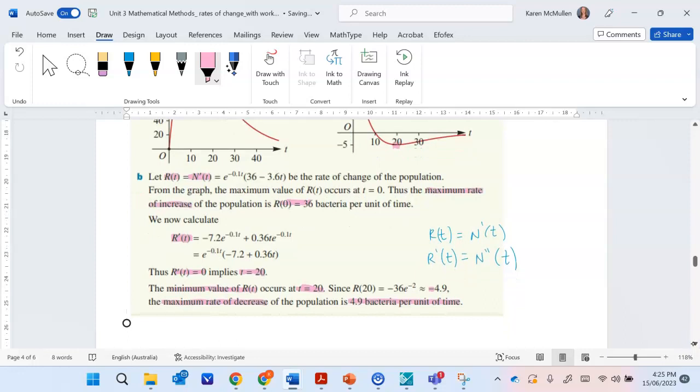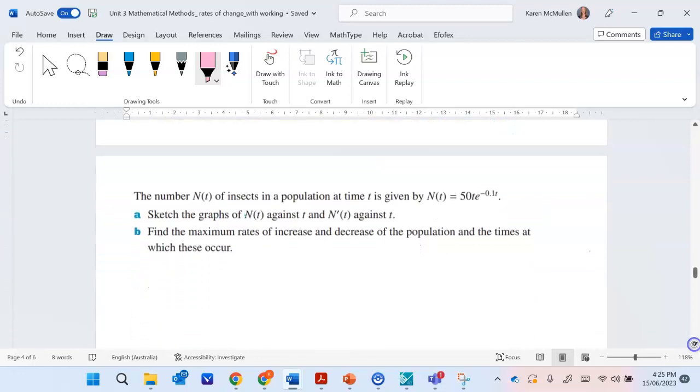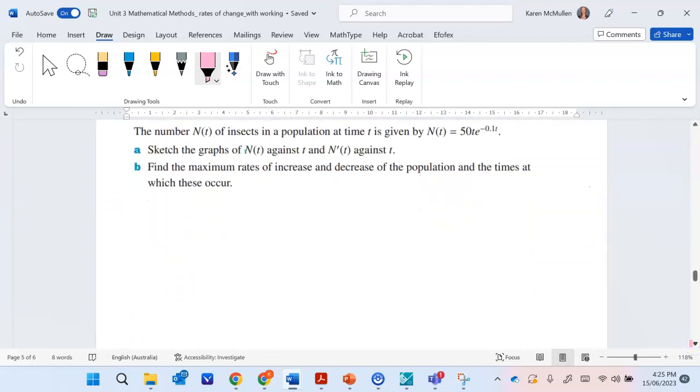Okay, so with our second derivative, let me just think. In terms of these questions, and I'm going to explain it a little bit later, in terms of stationary points, how we can use the second derivative for stationary points and points of inflection. Okay, so basically what we're looking at now is just maximum rate of increase and maximum rate of decrease.